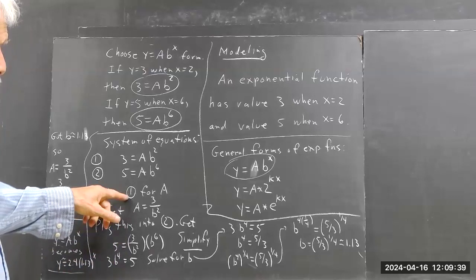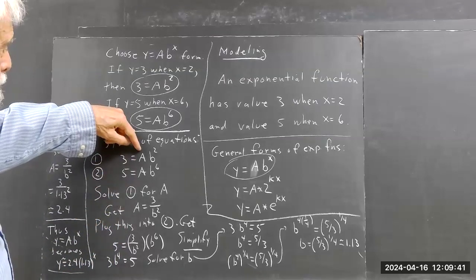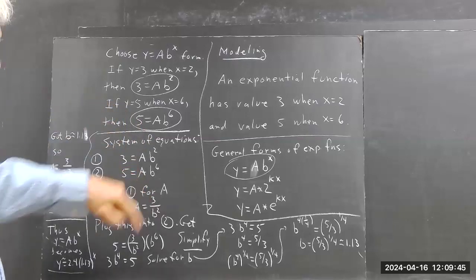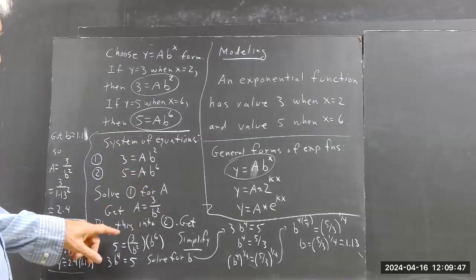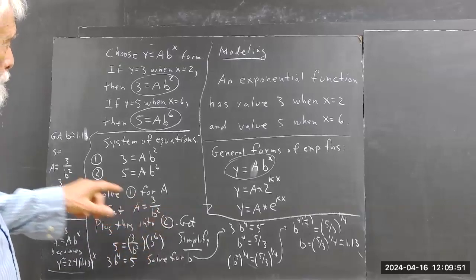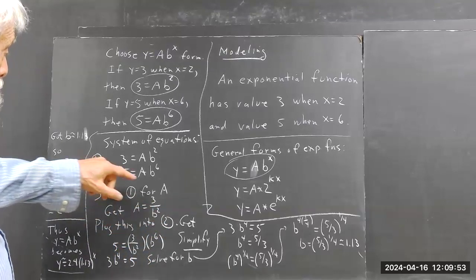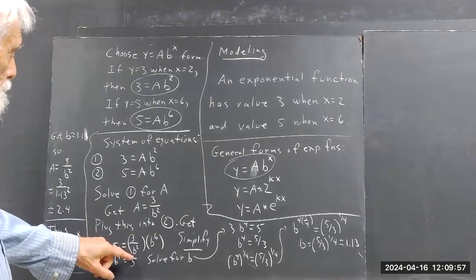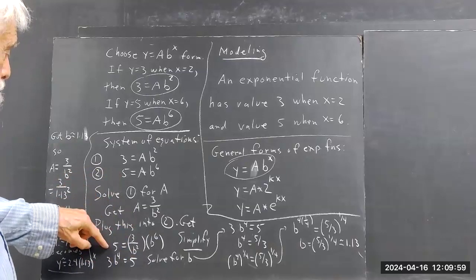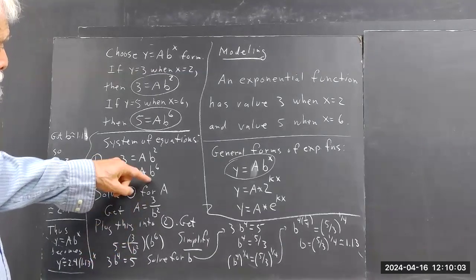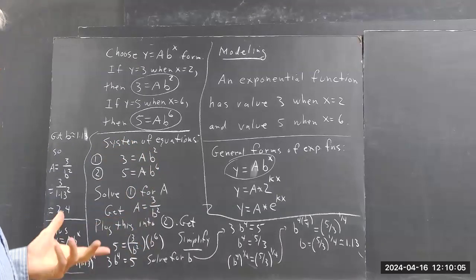We start by solving the first equation for a. Divide both sides by b squared, we get 3 over b squared. And plug this expression into equation 2. Where you have a in equation 2, you're going to have 3 over b squared. So you're going to have 5 equals a, but that's replaced by 3 over b squared, times b to the 6th.